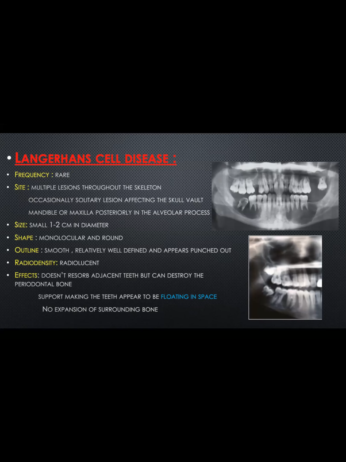So they're unilocular and round. They have smooth and relatively well-defined borders. They're radiolucent. They don't resorb adjacent teeth, but they just destroy everything around them. If you look at the molars on the first picture, the roots of the sixes are actually still there, but everything around them is missing. So this also, just like the squamous cell carcinoma, gives an appearance as if the teeth are floating in space.